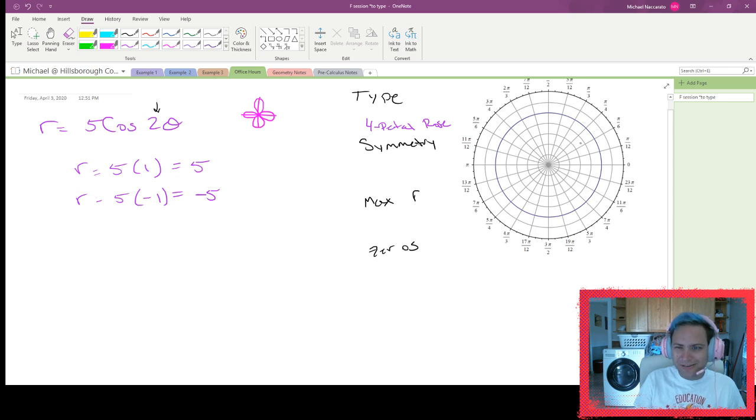And just based off that picture, I know where they're at, right? Like one's going to be at 0. One's going to be up at pi over 2. One's going to be at pi, and one's going to be at 3 pi over 2. I know that's going to happen.